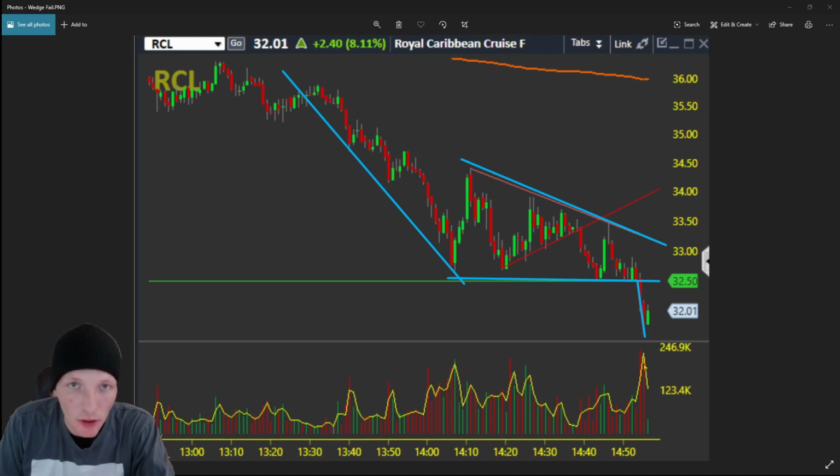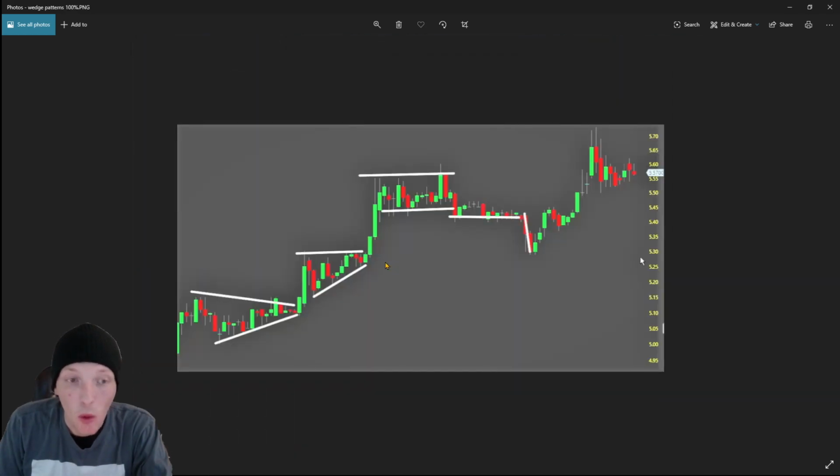and continued going lower. Here's a nice one. There's wedges all over on this one. We'll start right here. We got a wedge running into another wedge, gets its move up, consolidates, starts to putter out right here, fakes, breaks down to the downside.